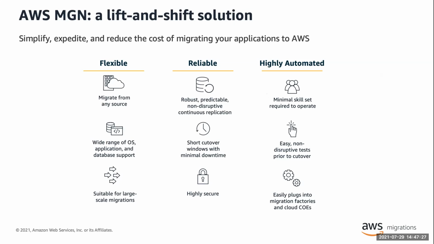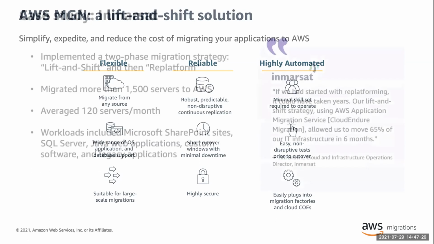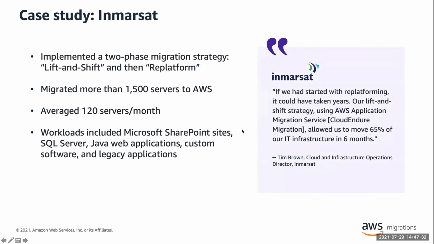This is a case study from Inmarsat, where the migration was over 1,500 servers to AWS, and they averaged 120 servers per month. So this is quite a high velocity of migration. This was achieved with AWS Application Migration Service. Also, basically, it's a wrapper on Cloud Endure migration.